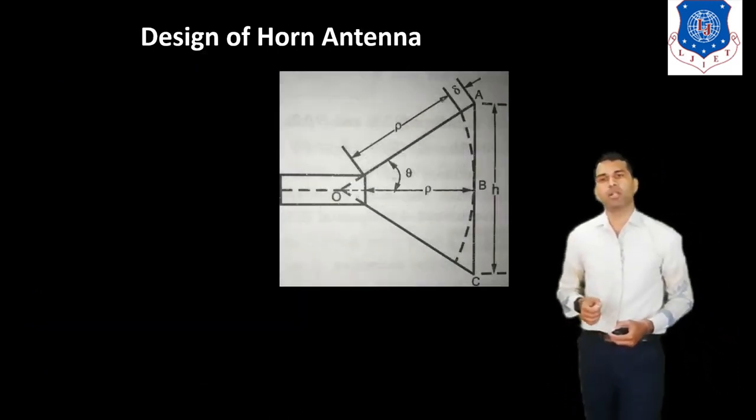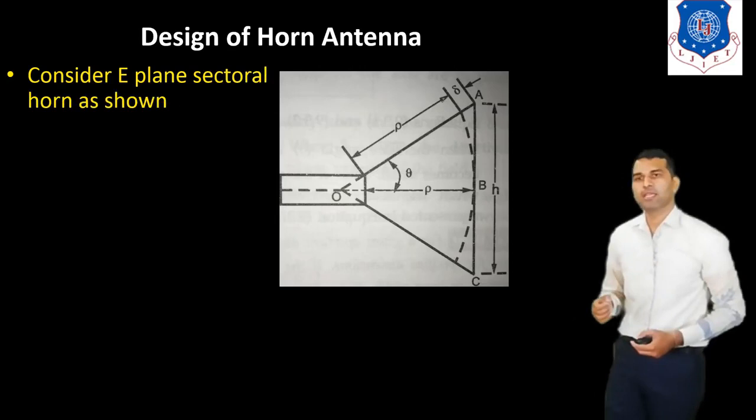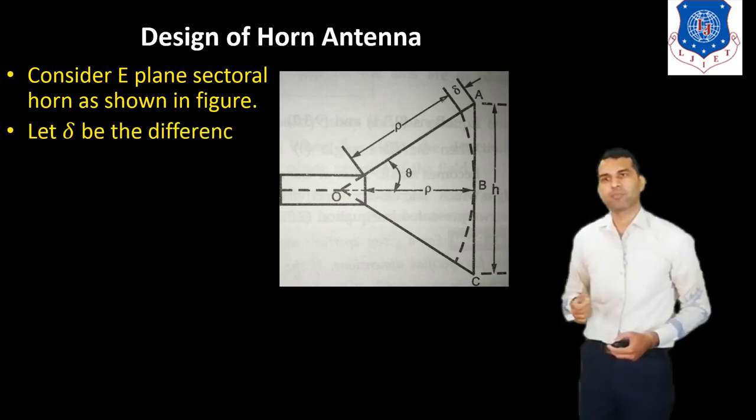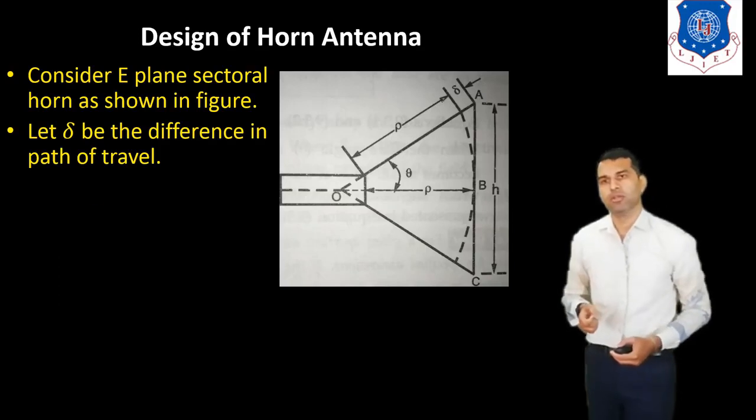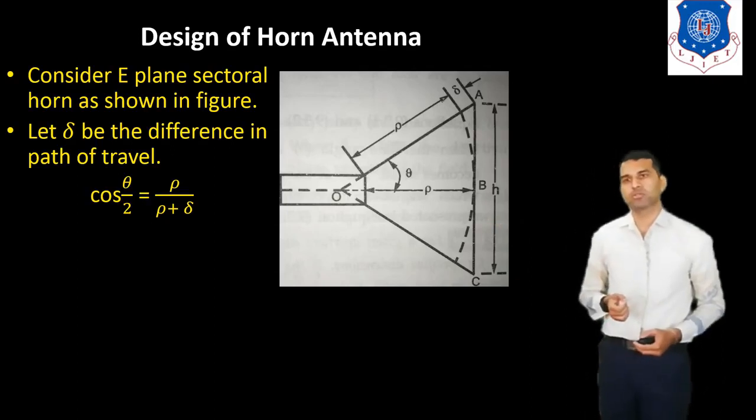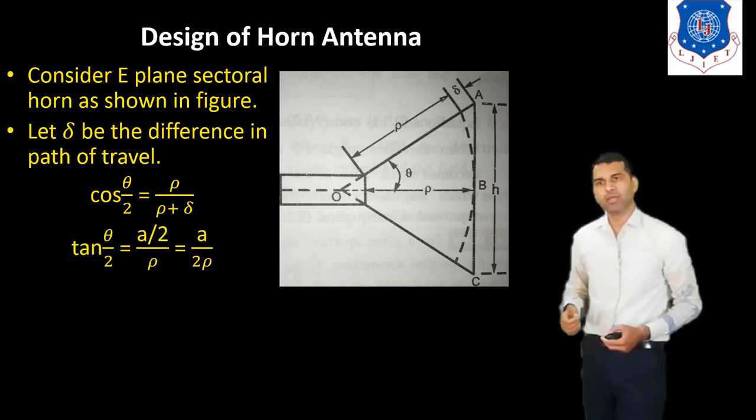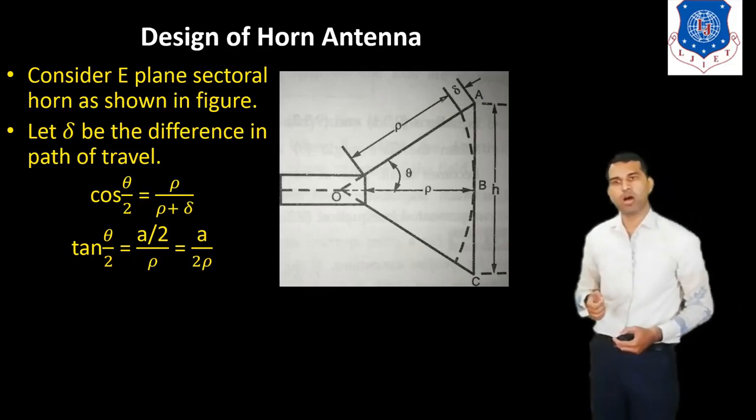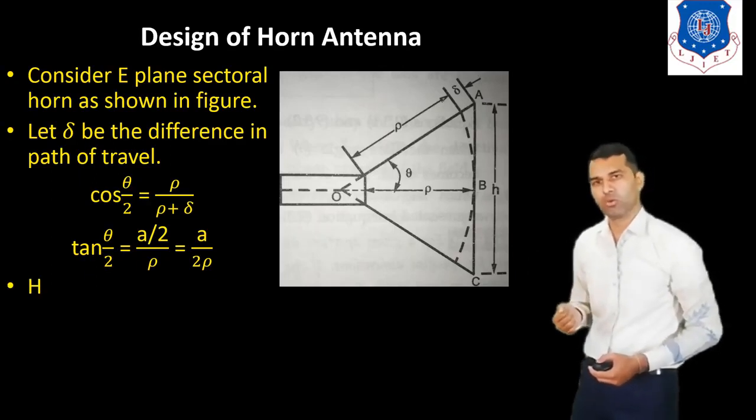Now we discuss the design of the horn antenna. We consider an E-plane sectoral horn as shown in this figure. Let theta be the difference in the path of travel. So from this figure we can write cos(theta/2) = rho/(rho + delta). And we can also write from this figure tan(theta/2) = (a/2)/rho, and simply we can write it as a/(2 rho).